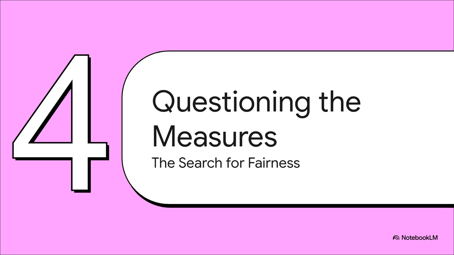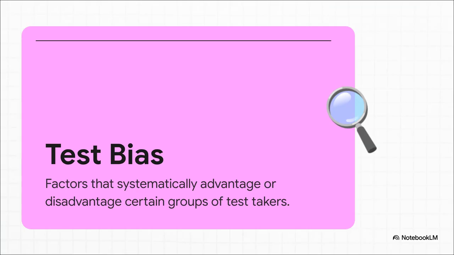If these tests have so much power, we have to ask a really crucial question. Are they even fair? This is where we get into the concept of test bias. The best way to think about it is like a broken scale. If the scale is off, it doesn't matter what you put on it. The measurement is always going to be wrong. Well, in the same way, if a test has bias, it's no longer measuring a student's knowledge. Instead, it's measuring how well they fit the specific mold the test was built for, which can totally undermine the whole process and just reinforce the inequalities that are already there.